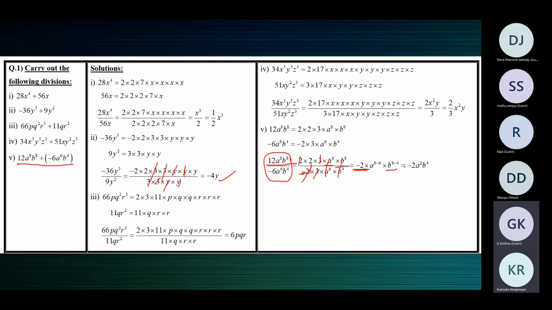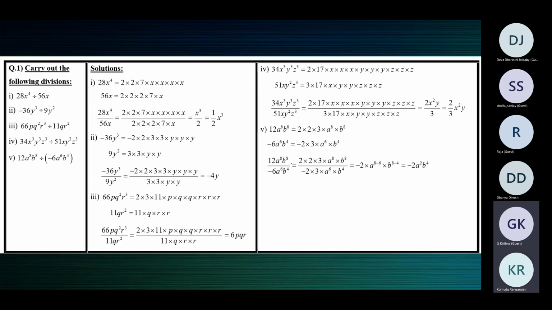Yes, please answer. Exponents? No? Yes, ma'am. Okay.